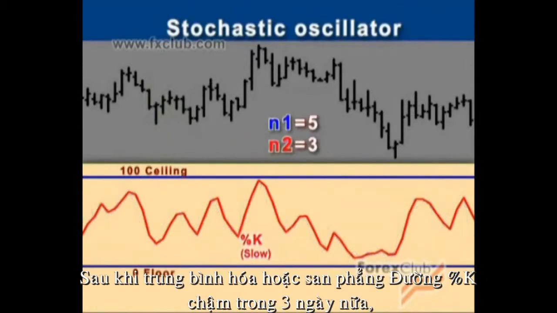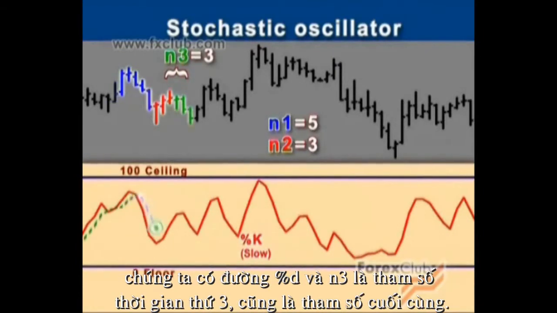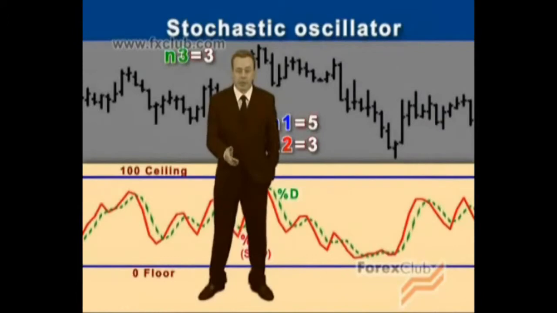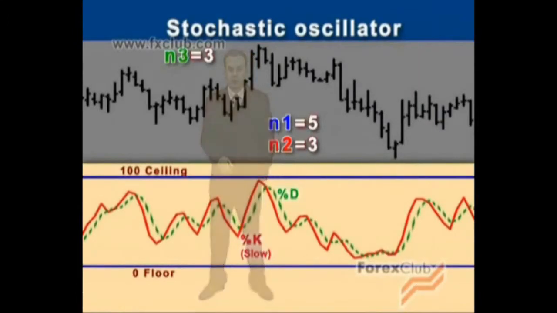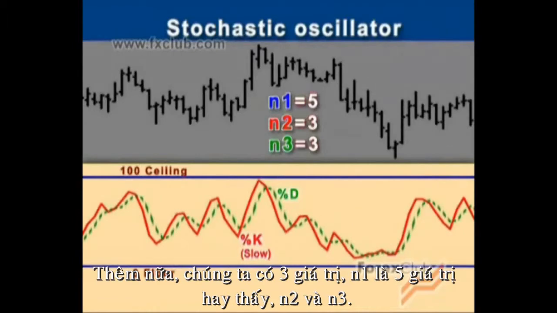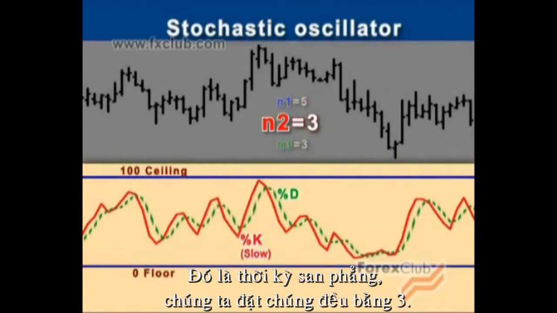And after averaging or smoothing the new percentage K line for 3 more days, we get a percentage D line, and the third and last time period, N3. We'll chart percentage D as a dotted line on the chart. And that's it. Plotted it at last. So what have we got? 2 lines, a slow percentage K and percentage D. In addition to this, we have 3 time values. N1, 5 is the customary value, and N2 and N3, they're the smoothing periods. We've set them both at 3.